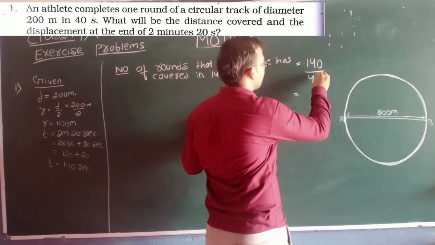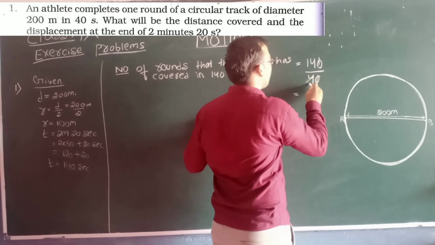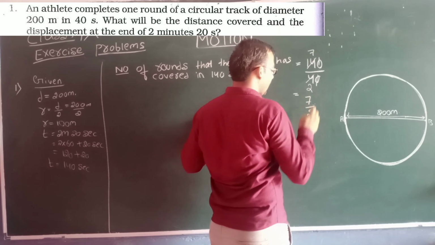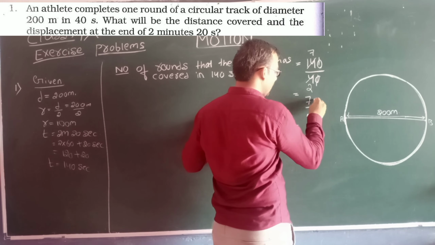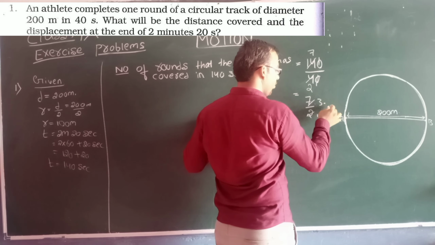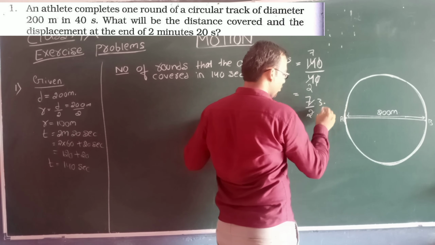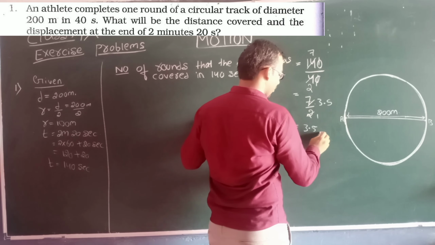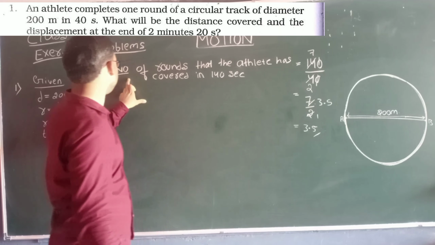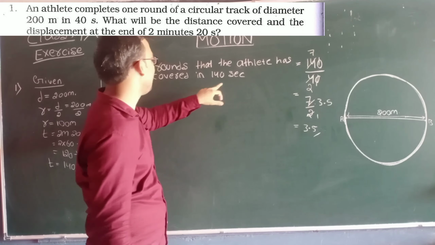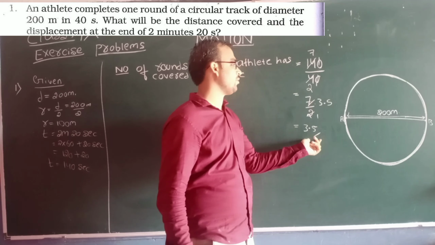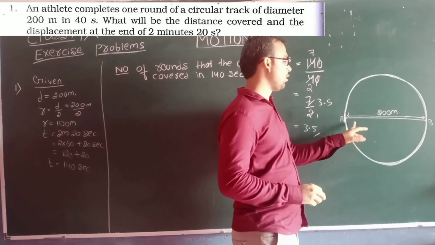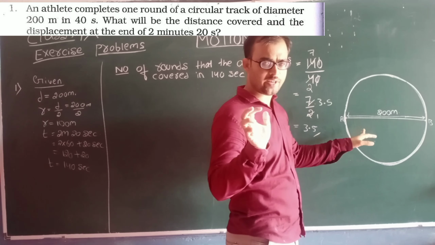So now the 0 gets cancelled. 2 2s are 4, 2 7s are 14. What you are getting is 7 by 2. 7 by 2 is what? 2 3s are 6, then the decimal point, it becomes 10, 2 5s are 10. So 3.5. Look at here, the number of rounds that the athlete has covered in 140 seconds is 3.5 rounds. So how many rounds has he covered? He has covered 3.5 rounds.